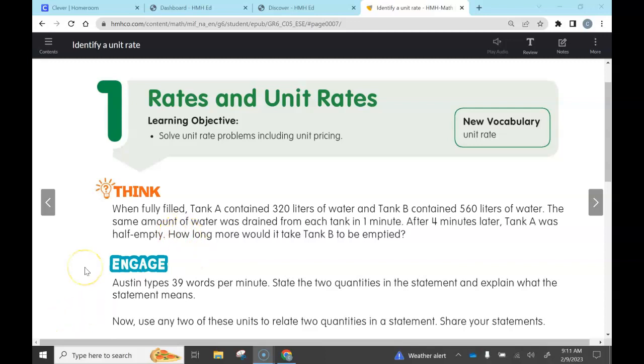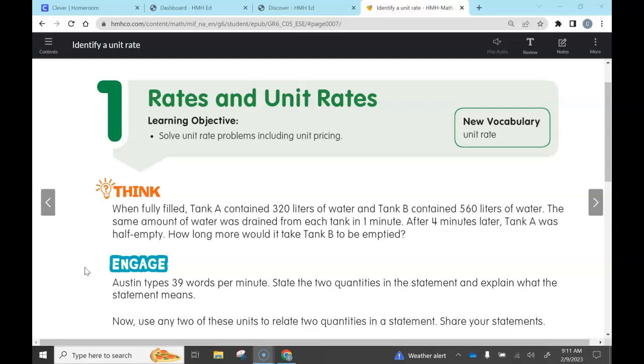pricing. So first of all, let's think about what a unit rate is, and the unit rate is a ratio that compares a quantity to one unit of a different quantity. And you can see this in your glossary on page 350. But again, a ratio that compares a quantity to one unit of a different quantity is called a unit rate.